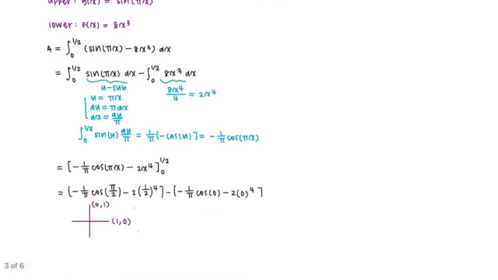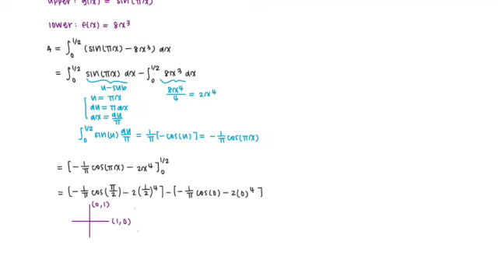To simplify the expression, we can use the unit circle. We know that at 0, the cosine value is 1 and the sine value is 0. At pi over 2, the cosine value is 0 and the sine value is 1. For the expression we found, we have only cosine values, so we will only have to use the cosines.